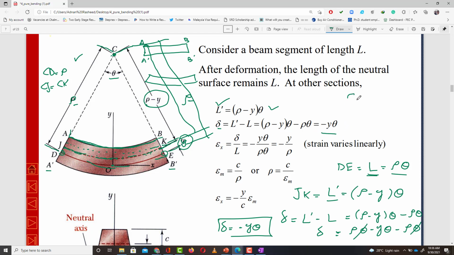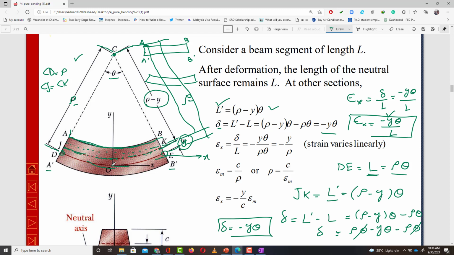And you know that strain in x-axis, because this direction is x, clear, and upper is y, so strain in x direction is equal to change in length divided by original length. Now this change is equal to minus y into theta, divided by original length, which is L. So strain comes out to be minus y theta over L. So it means that strain varies with y. As you move above, the strain will increase. Clear?